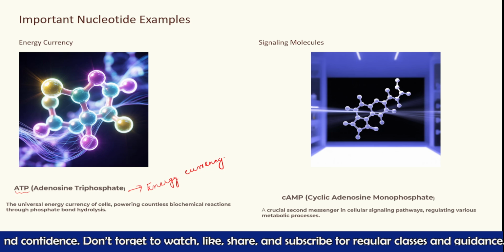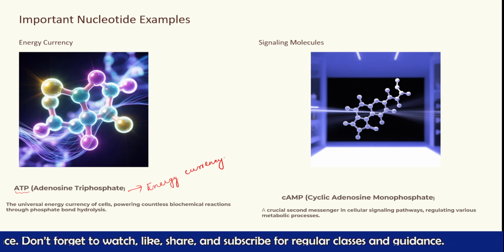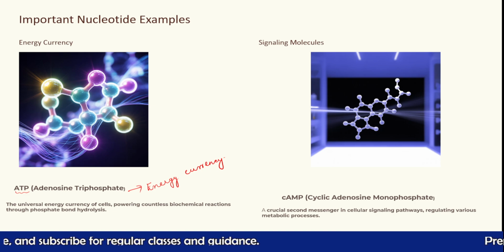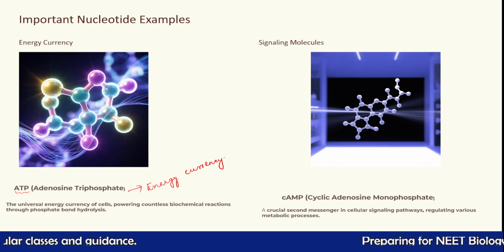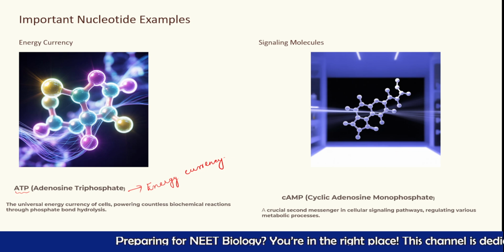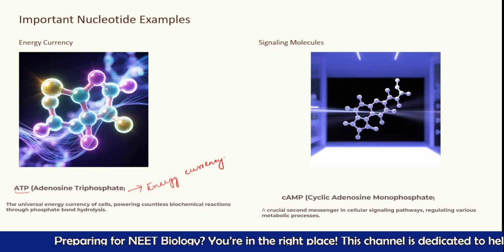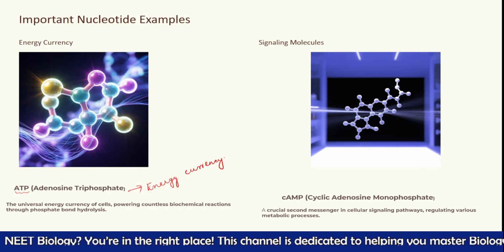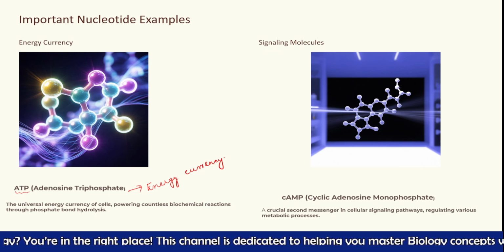Why is adenosine triphosphate called the energy currency of the cell? Because in our body, energy is stored in the form of adenosine triphosphate. So on breakdown of adenosine triphosphate, when the bond breaks, a lot of energy is released. There is another nucleotide, cyclic adenosine monophosphate, cyclic AMP.